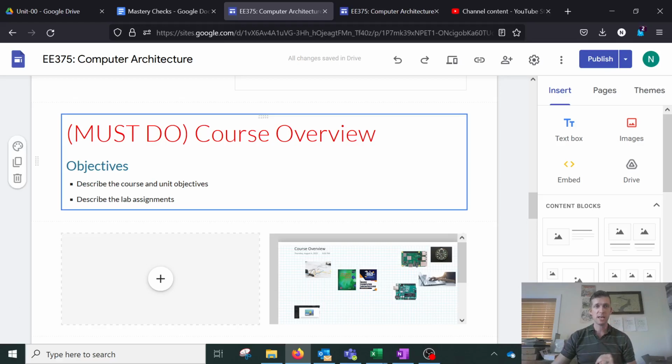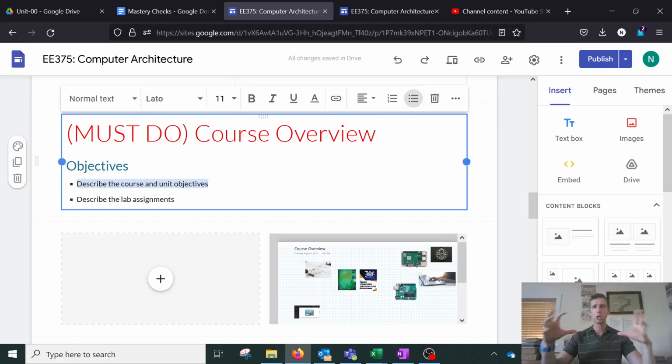I've got two objectives today: to describe for you the course and the unit objectives, to get a broad picture of what we're going to do in this course, and then to describe for you the lab assignments, or at least how much of them I've figured out at this point. I think those will give you a really good understanding of what sort of skills you'll gain in this course.